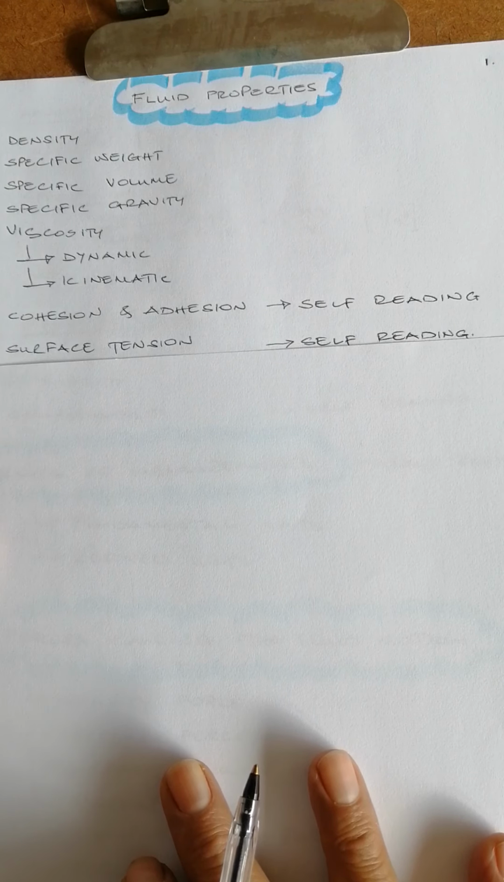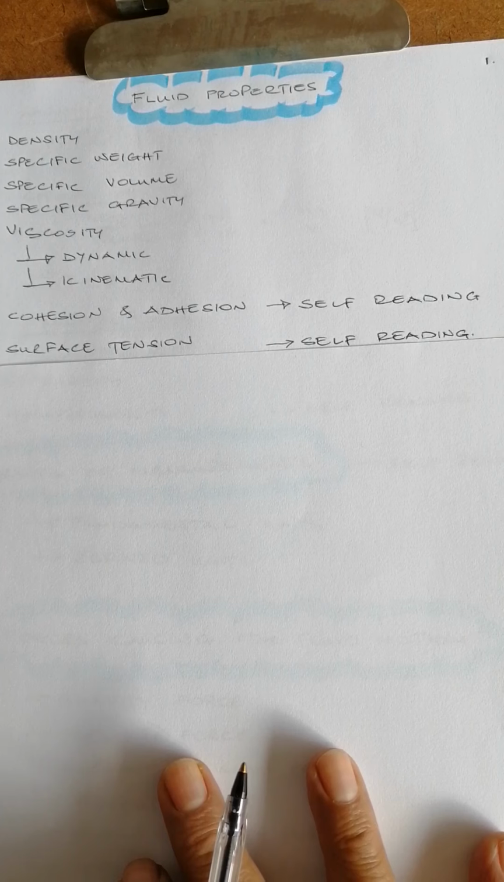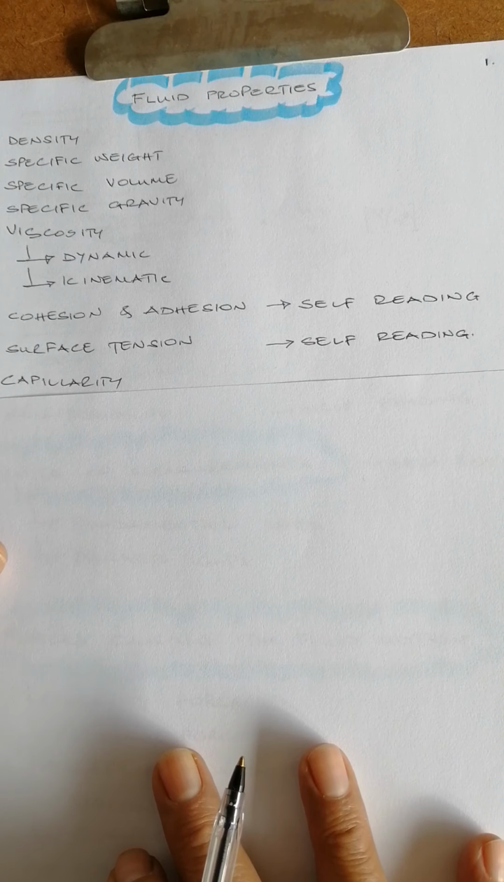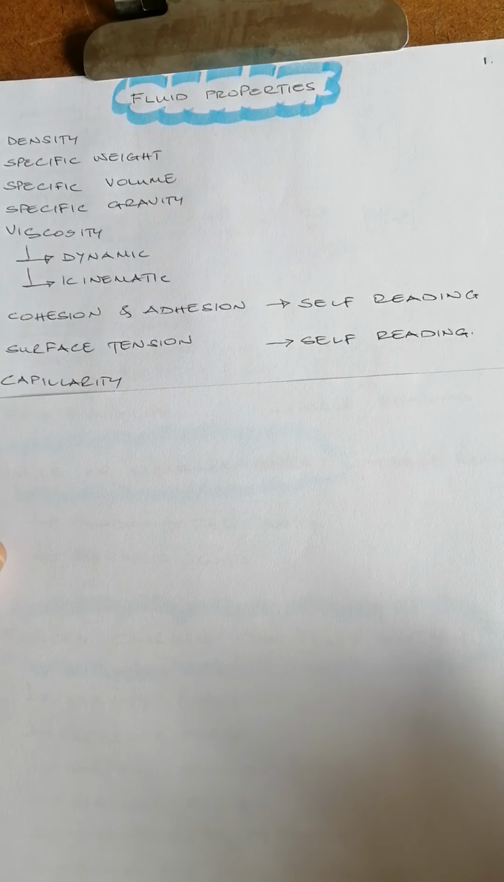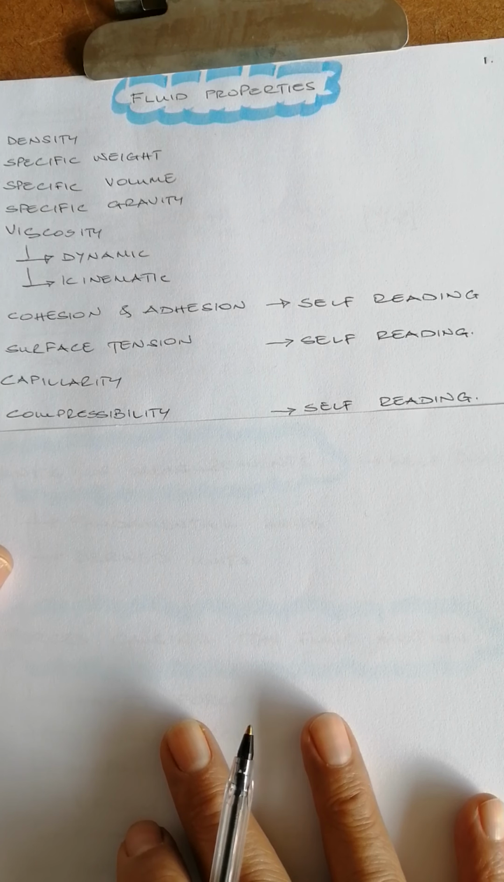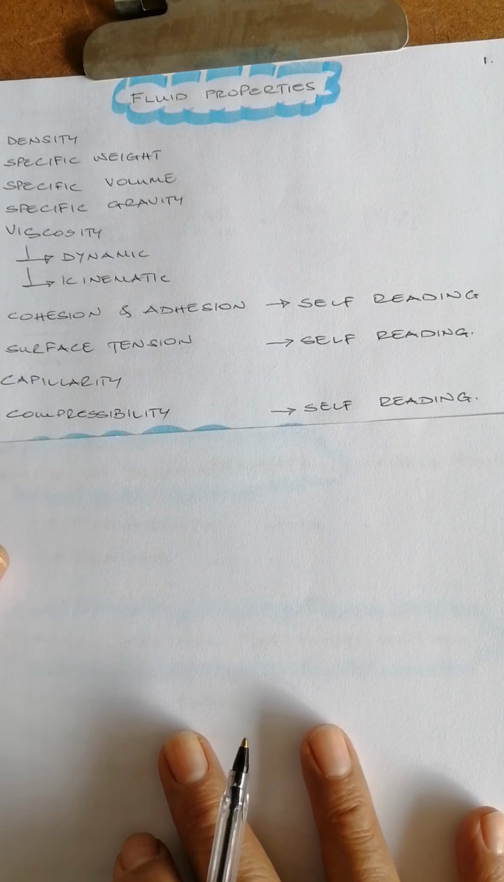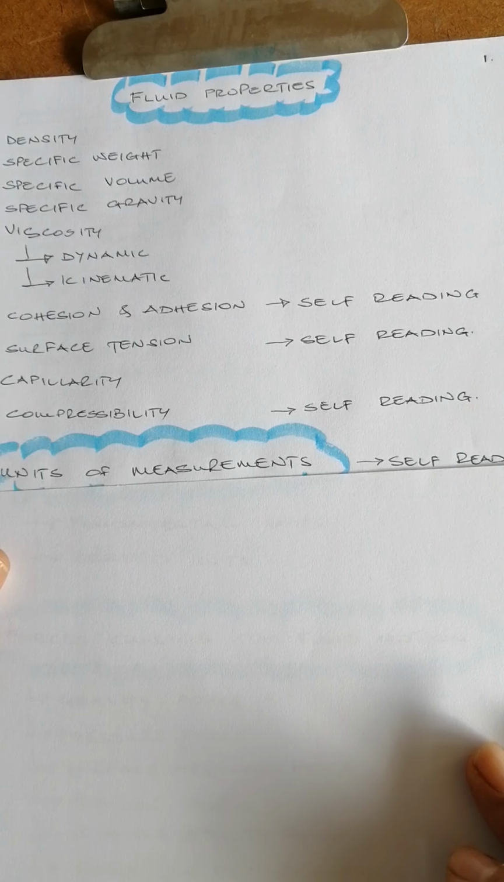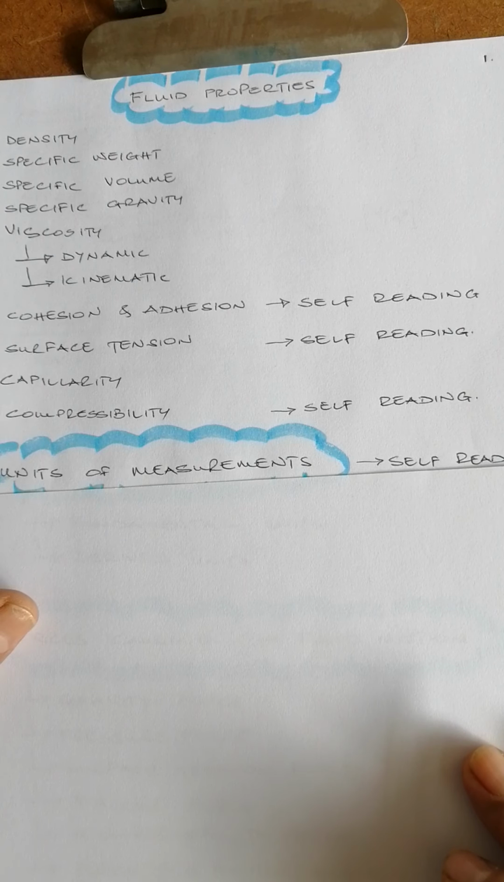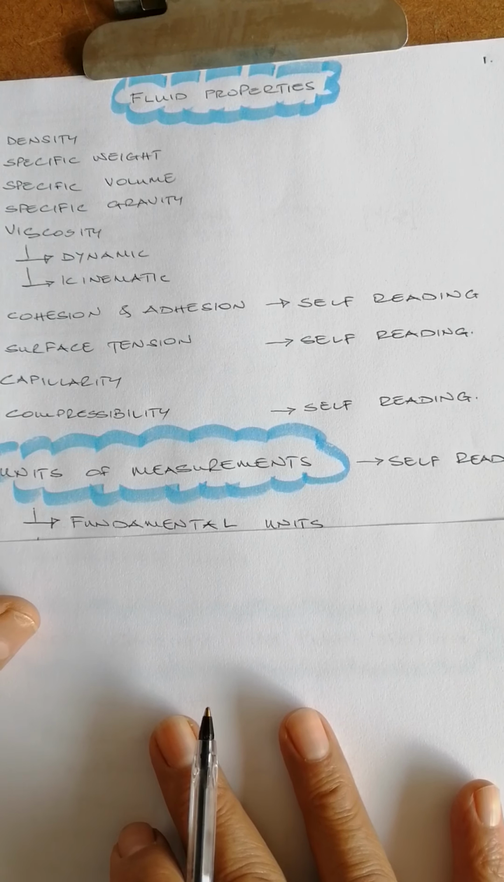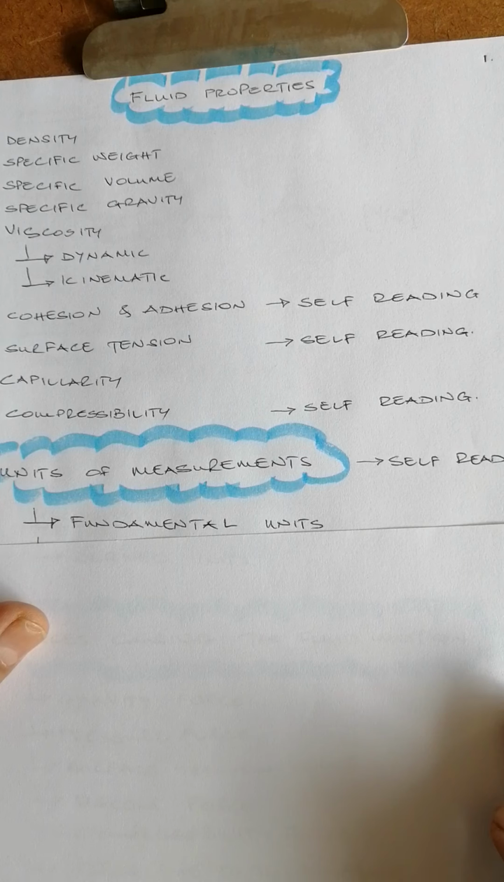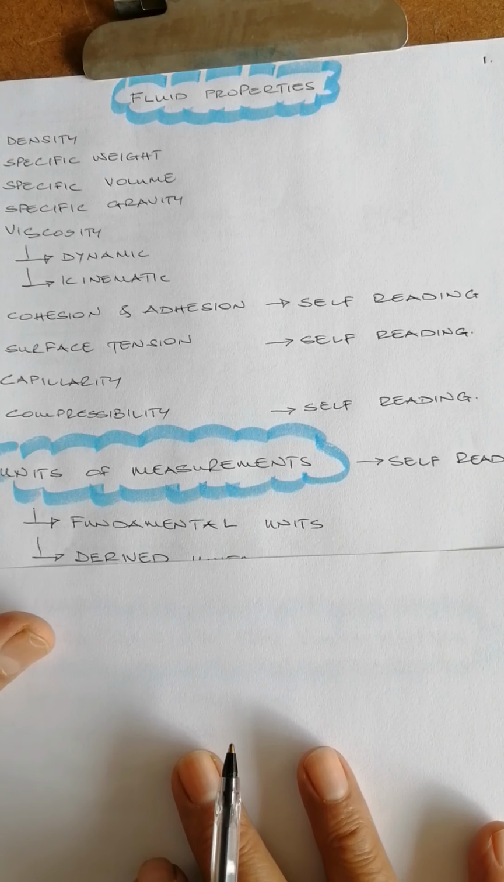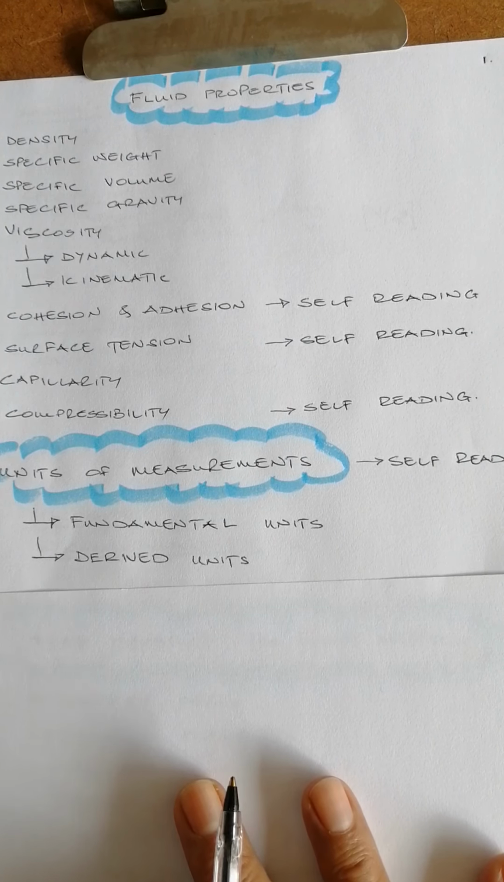And then there's the cohesion and the adhesion, which I would leave to you for self-reading. There's also the surface tension that I would leave to you for self-reading. Then there's the capillarity. There's the compressibility, which is also for self-reading. And then, of course, we have the units of measurements. Now, I want you to do self-reading on the units of measurements. We need to find out what would be the fundamental units. And then we would also know what the derived units are.